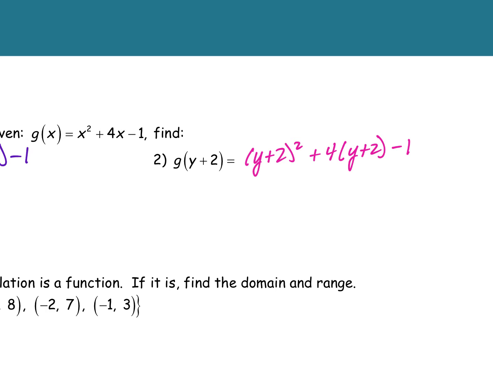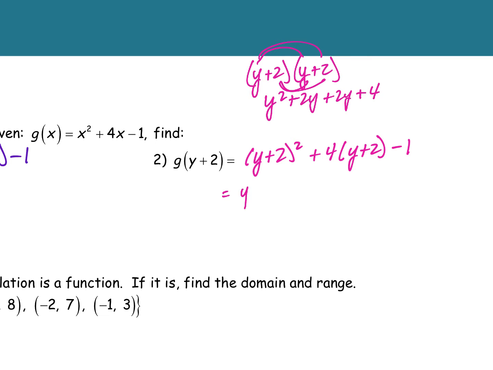So let me write this down. Y plus 2 squared is y plus 2 times y plus 2, right? So I have to distribute, and I get y squared plus 2y. And then distribute gives me 2y plus 4. Does that make sense? Everyone remember? That's why I said you were close. So that gives me y squared plus 4y plus 4.